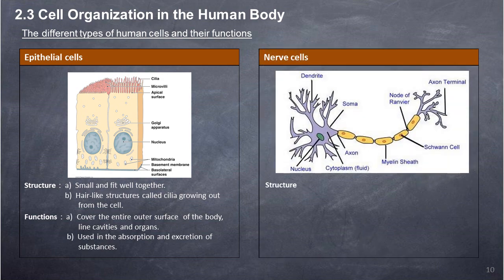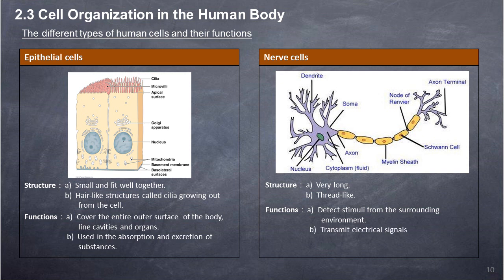Nerve cells. Structure. A. Very long. B. Thread-like. Functions. A. Detect stimuli from the surrounding environment. B. Transmit electrical signals to the whole body.